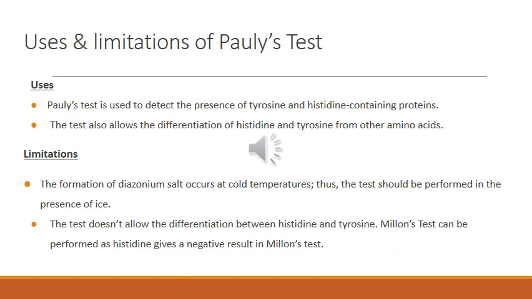The Pauly test is used to detect the presence of tyrosine and histidine containing protein. Also, it is used to differentiate these two amino acids from other amino acids. The test limitation, as we mentioned, is that the test needs a cold temperature. The second limitation is that this test does not differentiate between histidine and tyrosine, while Millon's test does, and you should know how Millon's test will give us a positive tyrosine and negative histidine result.